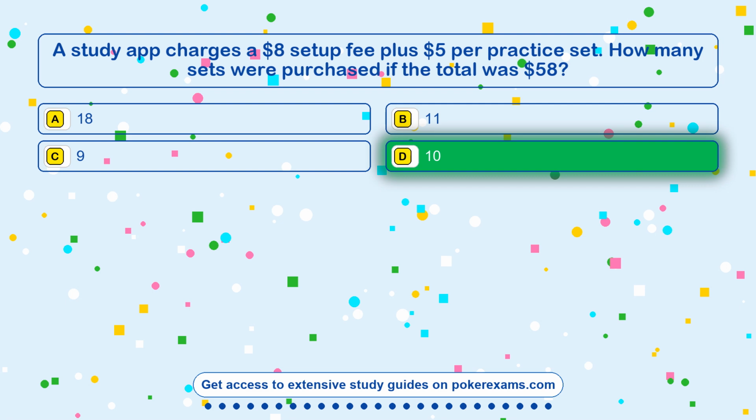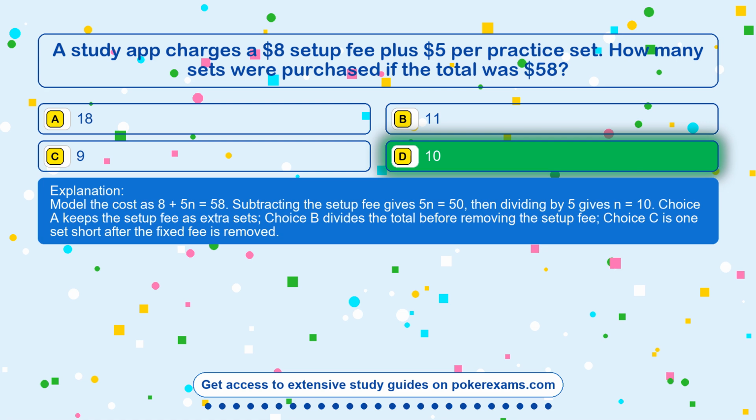The correct answer is option D, 10. Model the cost as 8 plus 5n equals 58. Subtracting the setup fee gives 5n equals 50, then dividing by 5 gives n equals 10. Choice A keeps the setup fee as extra sets, Choice B divides the total before removing the setup fee, Choice C is one set short after the fixed fee is removed.